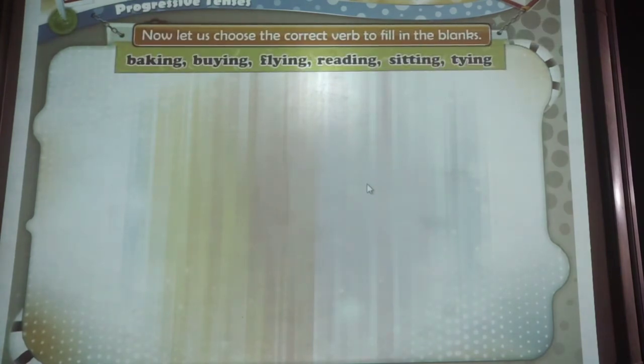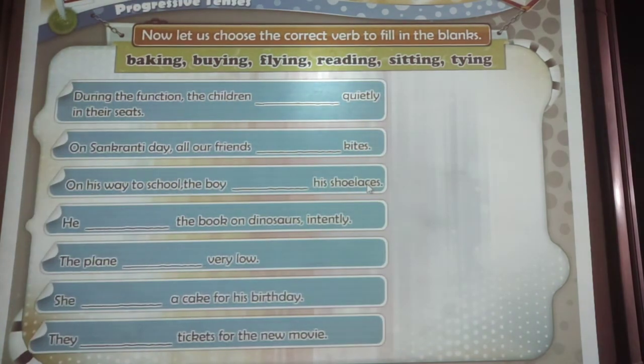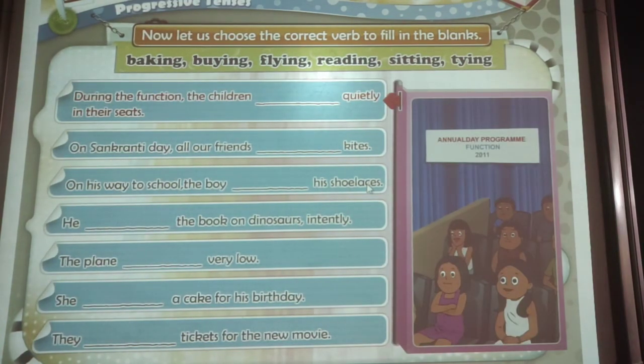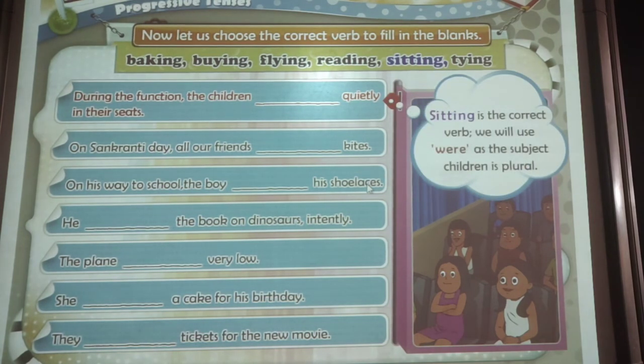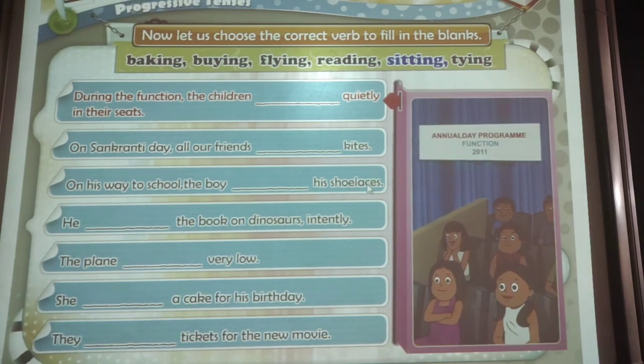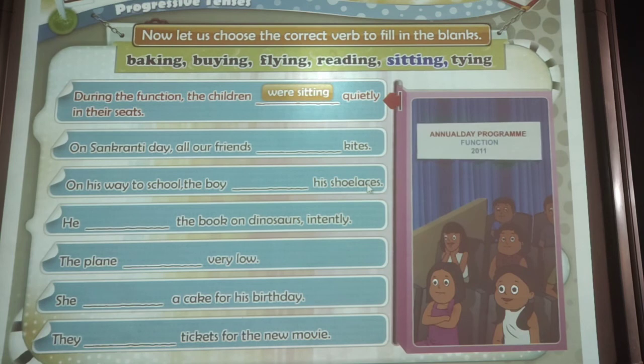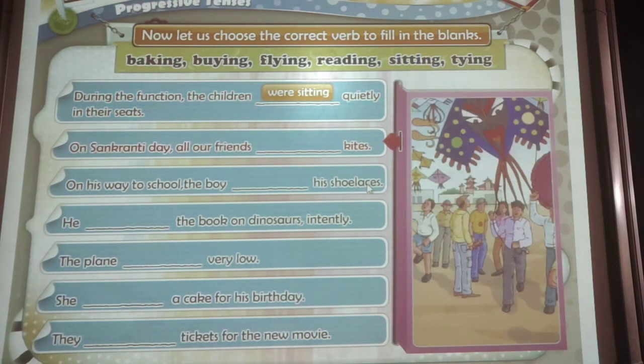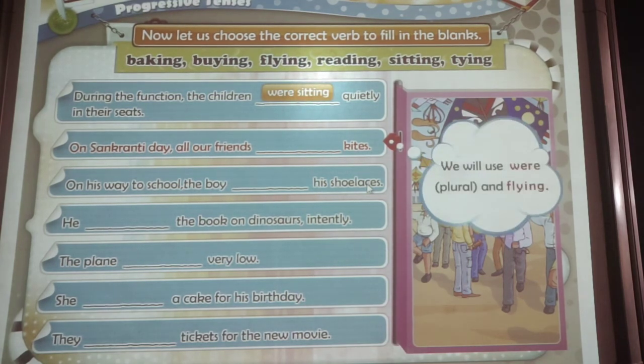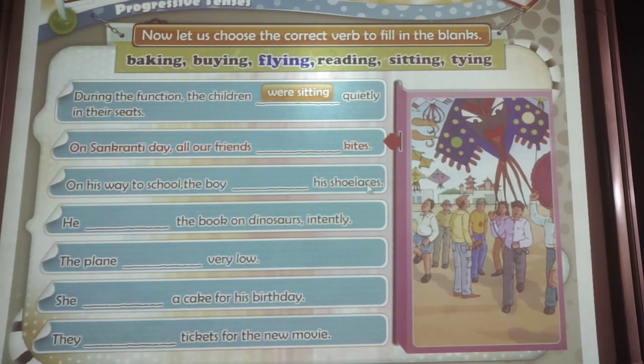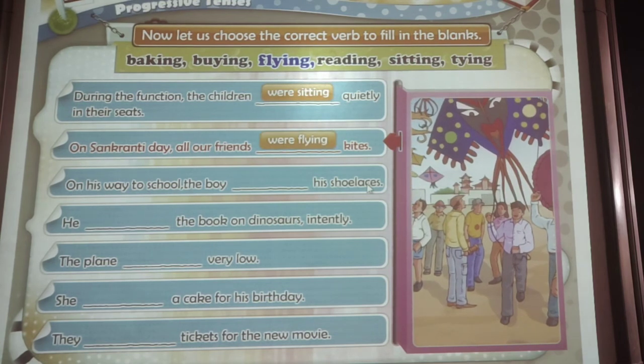Now let us choose the correct verb to fill in the blanks. During the function, the children dash quietly in their seats. Sitting is the correct verb. We will use were as the subject. Children is plural. During the function, the children were sitting quietly in their seats. On Sankranti Day, all our friends dash kites. We will use were, plural, and flying. On Sankranti Day, all our friends were flying kites.